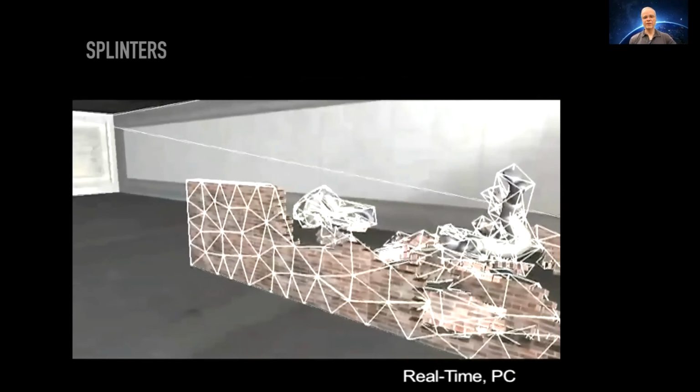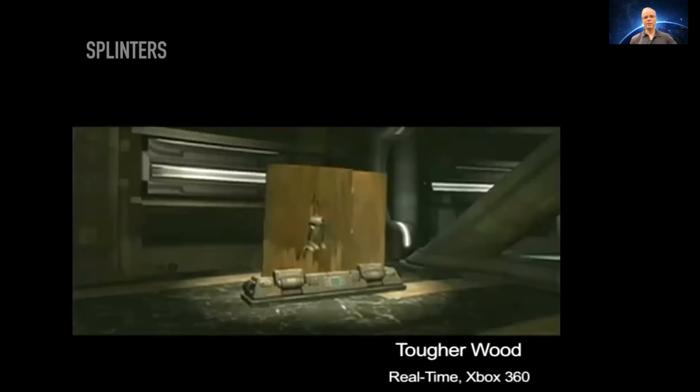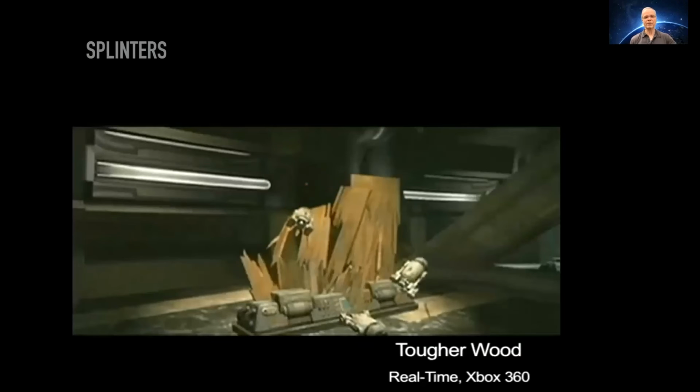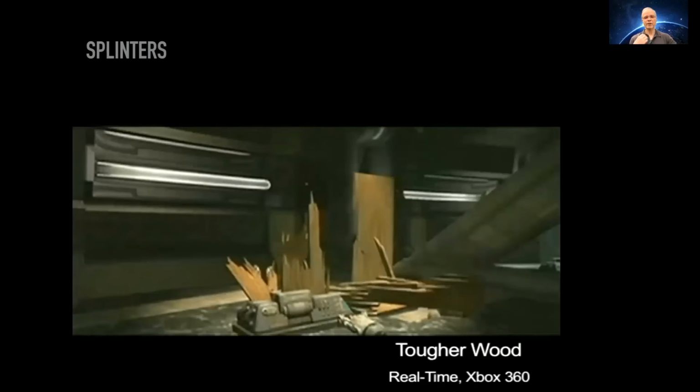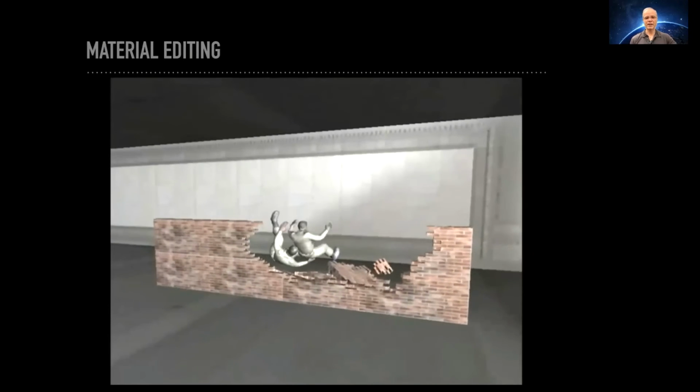This is an example from Star Wars, and this is changing material properties. This is making a tougher wood that doesn't splinter as easily. Same exact mesh, but now with a different set of material properties. And this is showing editing of material properties.